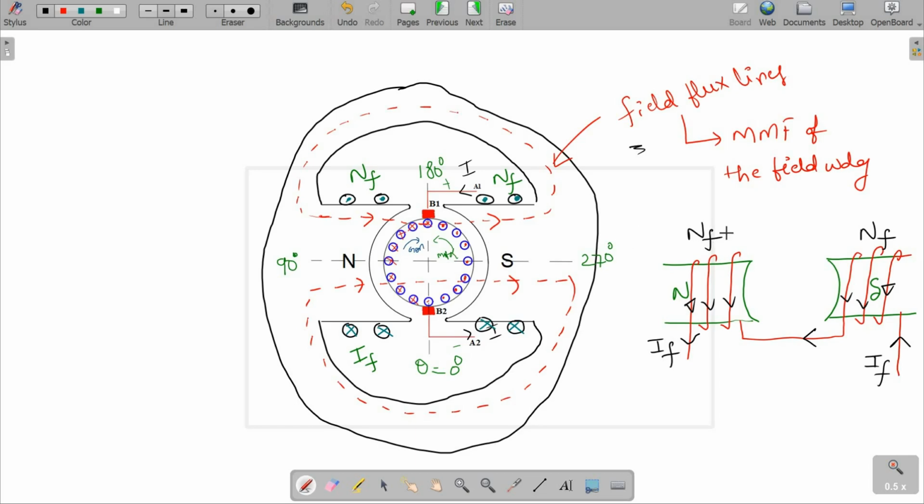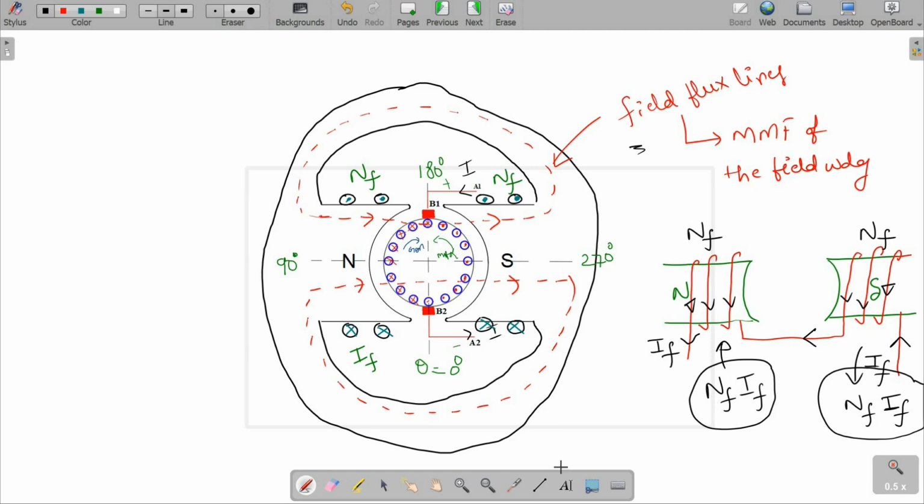So what is the MMF now? MMF per pole. Here the MMF will be NF into IF, and here the MMF will be NF into IF. So for the north pole we have the MMF of NF IF, and for the south pole also we have the MMF of NF into IF. This is the basic. I have already shown these flux lines. These are going like this.